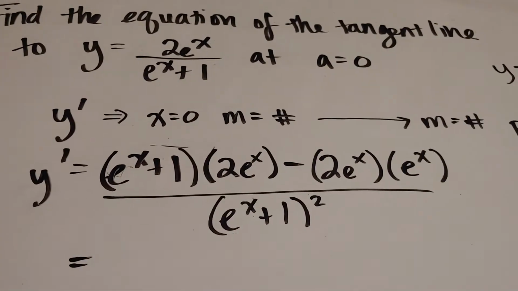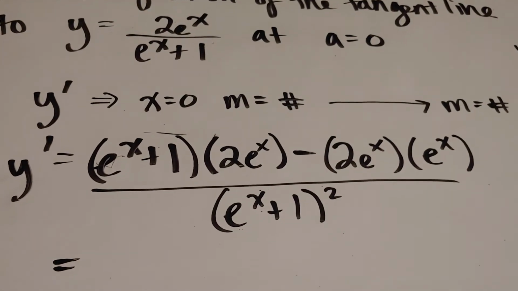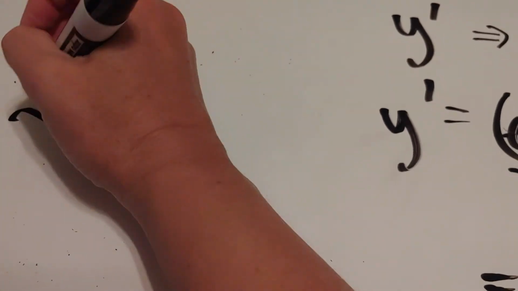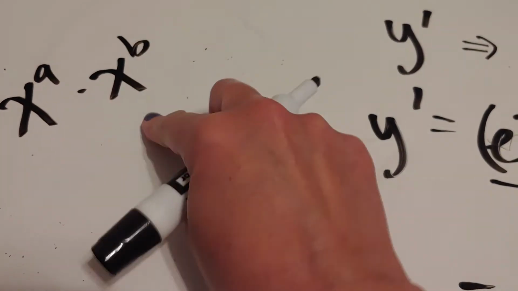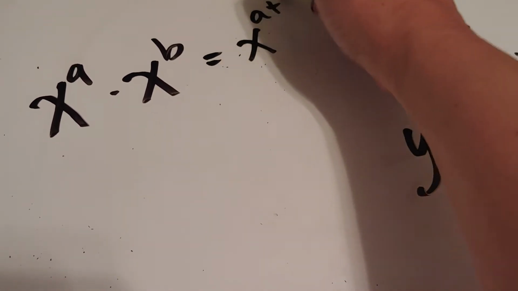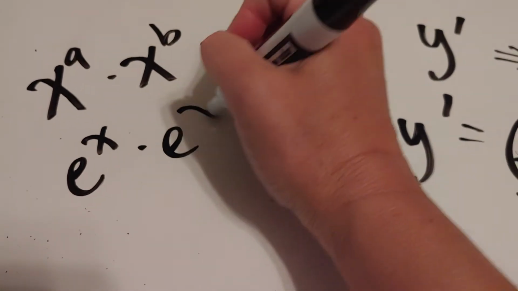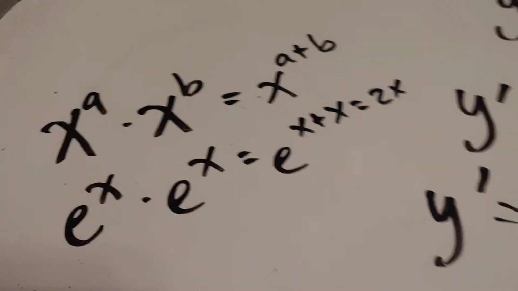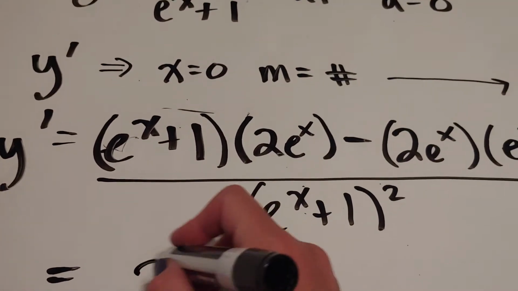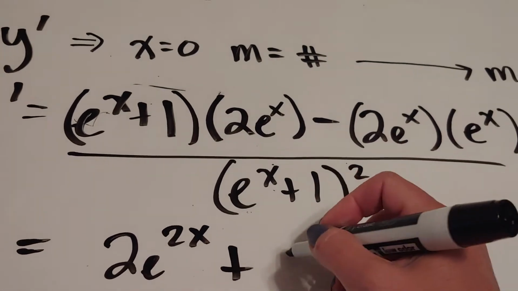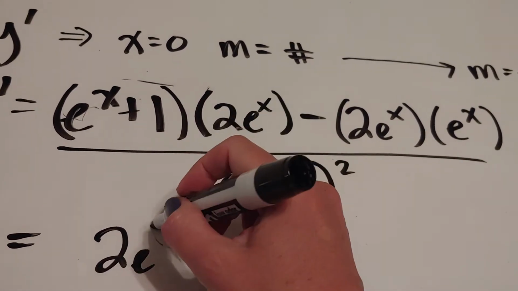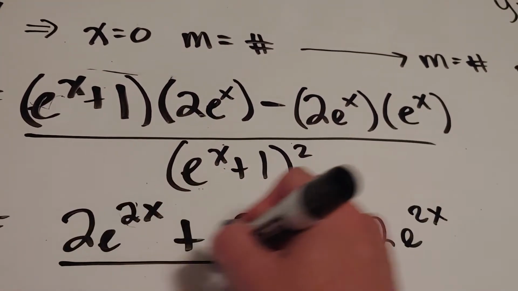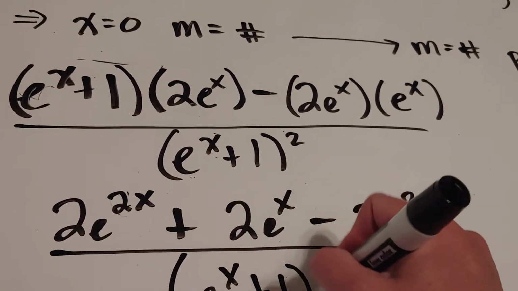Okay, so what we're going to do now is we're going to distribute. Oh man, what the heck is e to the x times e to the x? All right, I know this. So again, we're going to do my little rule, right? So I would add exponents. So guess what, guys? E to the x times e to the x is e to the x plus x, which is 2x. Pretty sweet. Okay, so let's go ahead and distribute it. So I'd get 2e to the 2x plus 2e to the x minus 2e to the 2x all over the denominator, which we are not touching.